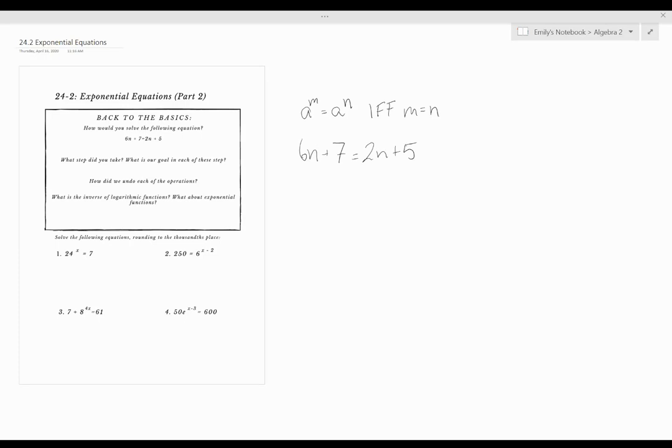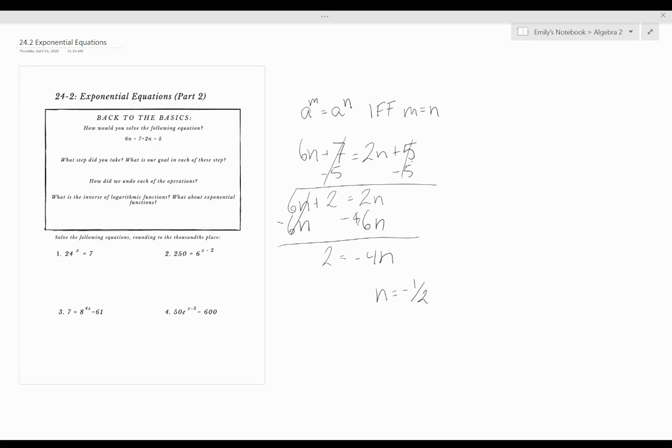Then I'm going to move my 5 over. Minus 6. 2 equals negative 4n. Then we're going to divide, of course, so our n is going to come to negative 1/2 when we simplify. Now, what did we notice our steps were?